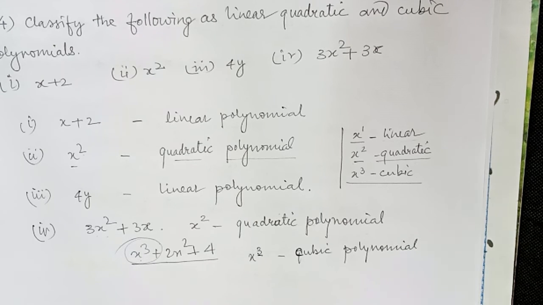In these we had one-variable polynomials, we found the degree of each of the following, we also found the coefficient of x square, and in the last question we classified linear, quadratic and cubic polynomials. So this way we can differentiate the polynomials, their degrees and variables, whether it is one variable or two variables. Okay, so this way we can conclude this lecture.